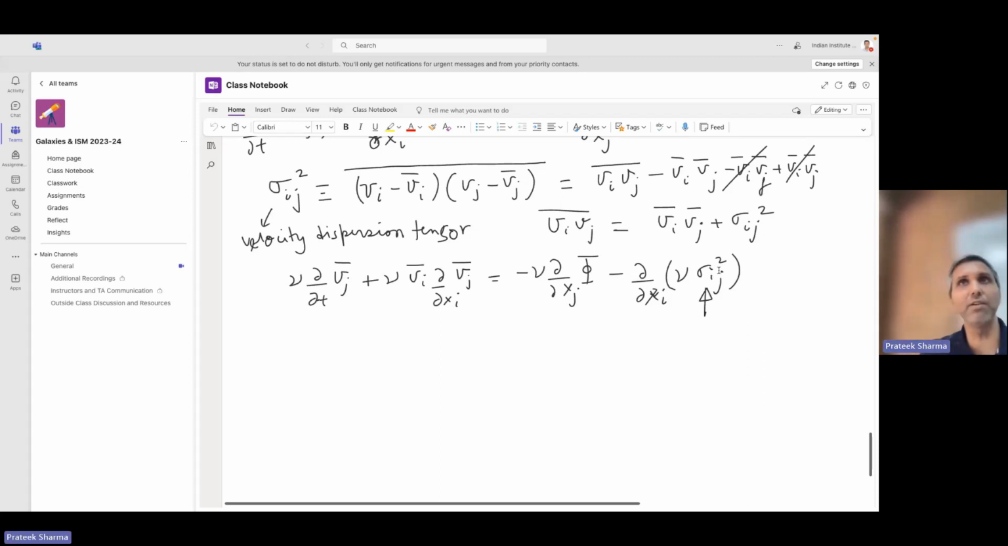That makes it not so useful as a first principles theory. But it is still useful because you can use observational information to get a sense of some of these quantities. Okay, so we'll start from here.